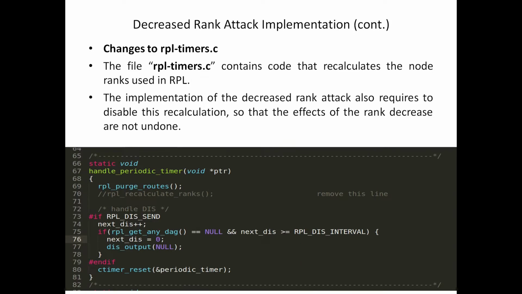Next, we move to rpl-timers.c. This is a file that contains code that calculates the node rank used in RPL. The implementation of the decrease rank attack also requires disabling this calculation so that the effects of the rank decrease are not undone. In effect, what we did here is that we removed line number 70, rpl_calculate_ranks, by just commenting it out, as we can see in line number 70.